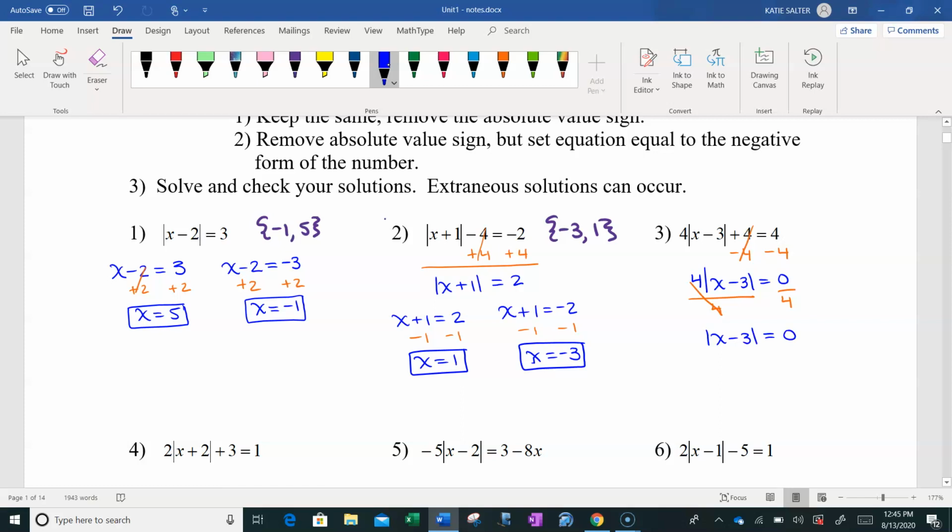At this point, we would just check it's not equal to a negative number, and then we would break our equation into 2 equations. But in this case, because it's equal to 0, we're only going to have 1 equation because you can't negate 0. So we have x minus 3 equals 0. We would add 3 to each side, which leaves us with x is equal to 3. So here's a situation where we only end up with 1 solution.